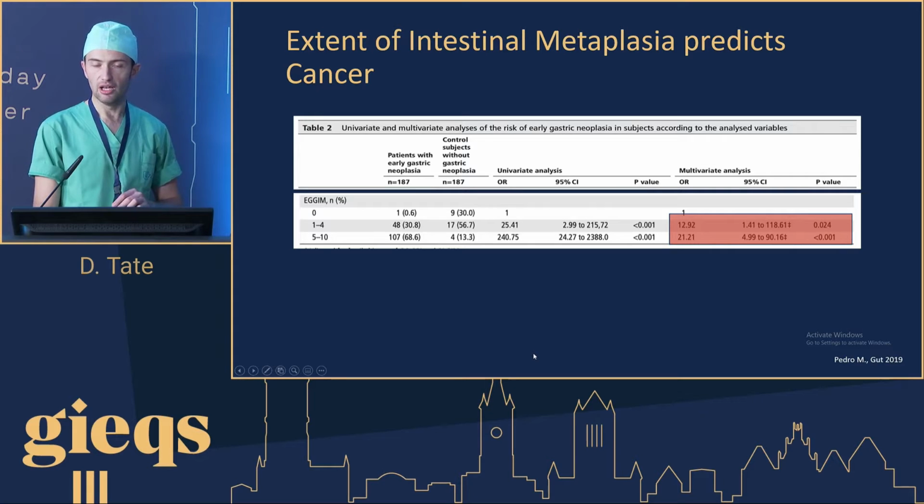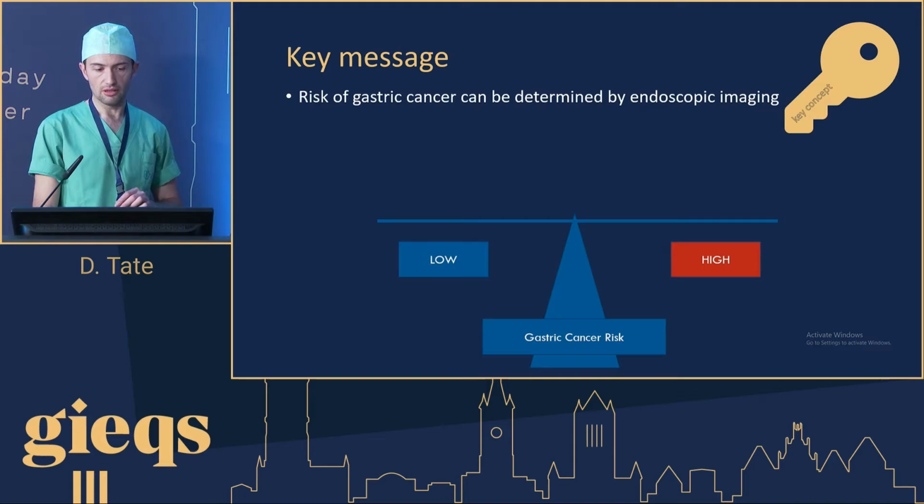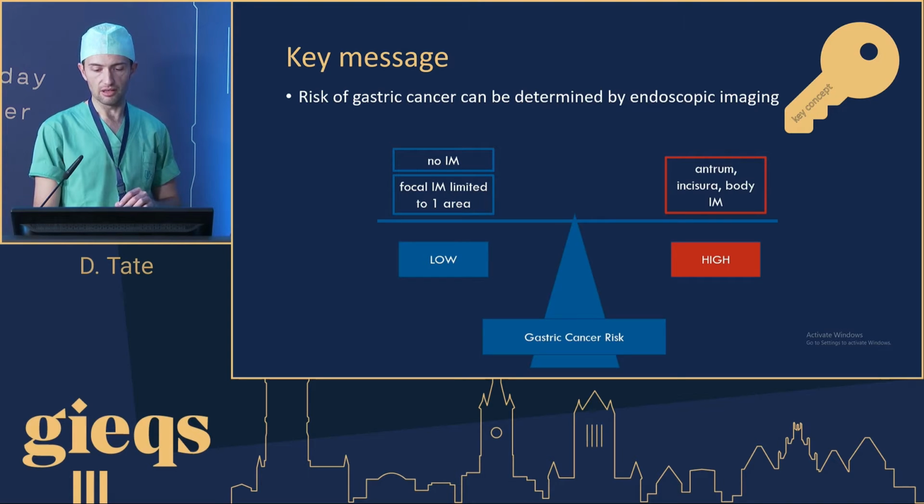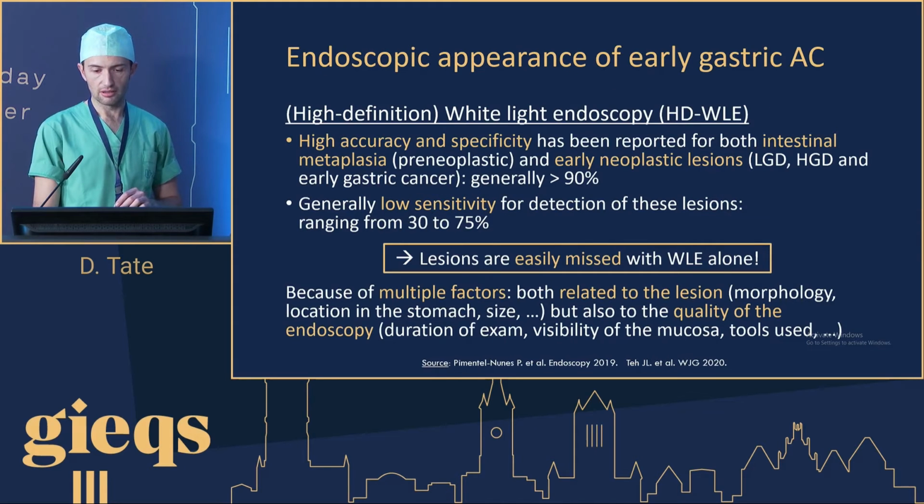And they recently showed that this significantly predicts the rate of cancer in patients. So that scoring system predicts whether patients will get early gastric cancer in the future. So key message for you guys at home: risk of gastric cancer can be determined by endoscopic imaging. And when we do our gastroscopy, if we've got a patient who's got no intestinal metaplasia or focal intestinal metaplasia limited to one area of the stomach, they are at low risk of early gastric cancer. And if we've got a patient with widespread intestinal metaplasia, that's extensive, they are at high risk.